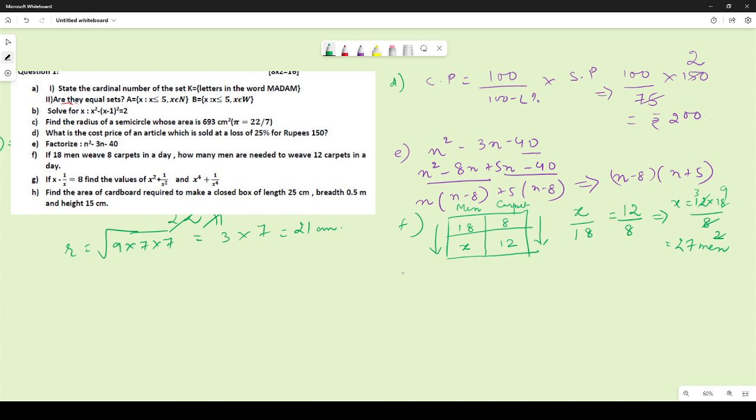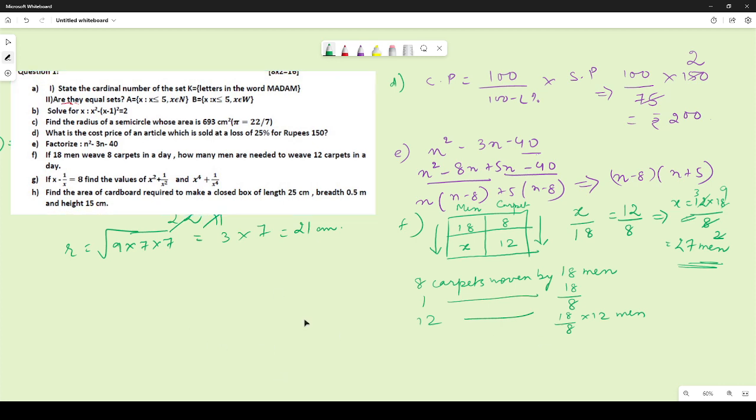If you are doing it in the unitary method, then 8 carpets are woven by 18 men, right? Now one carpet will be woven by 18 by 8 men, जो गलती किया यहाँ पर, and 12 carpets will be woven by 18 by 8 into 12 men, जो यहाँ पर हमारा ये सेम फॉर्मूला जो इक्वेशन जो है वो यहाँ पर आ गई है. So the answer will be 27 men.